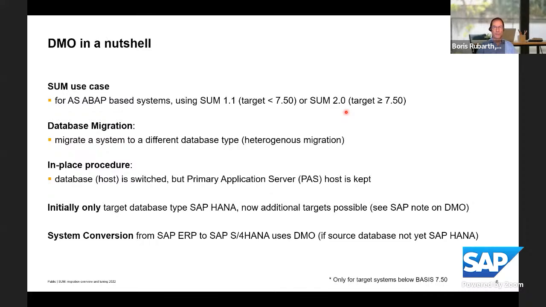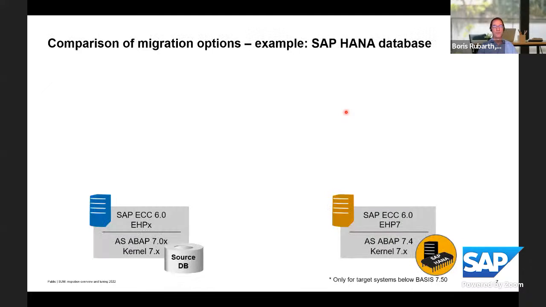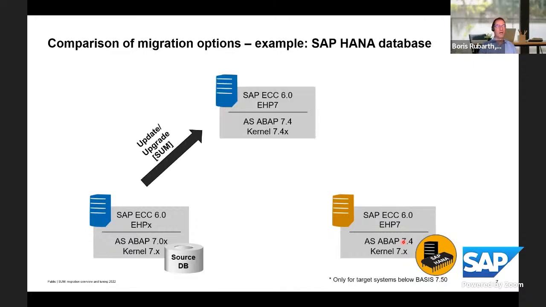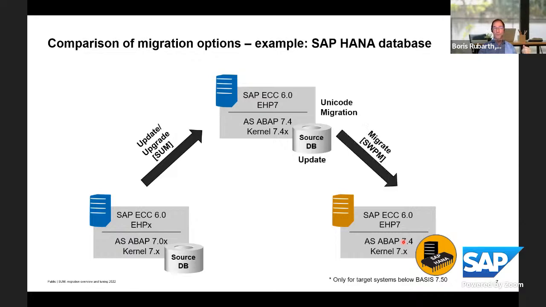We have a kind of comparison. If you compare the Software Provisioning Manager with a classical migration, that was from the early days when there were systems on a lower enhancement package and you wanted to run them on HANA database. There we had the minimum requirement of enhancement package 7. So using the classical way would be to first use the Software Update Manager to update or upgrade the SAP software, maybe also do Unicode conversion, and afterwards do the migration with a different tool.